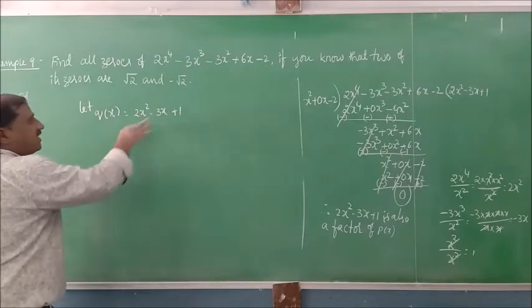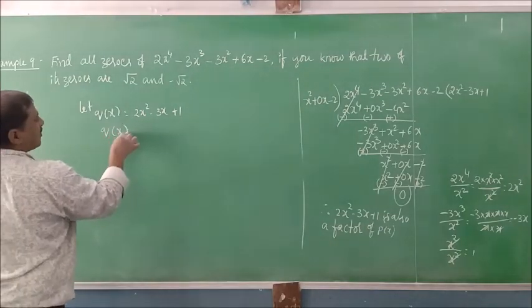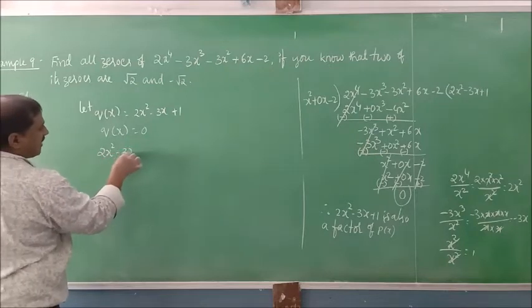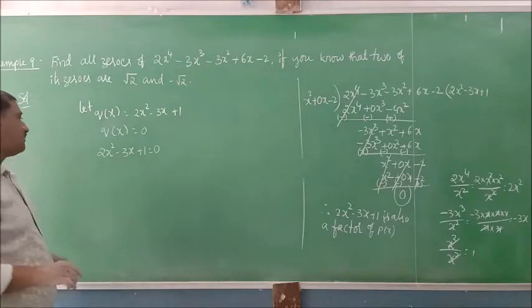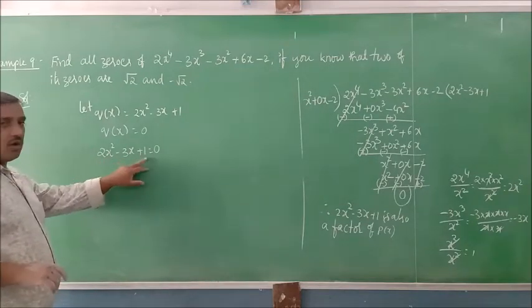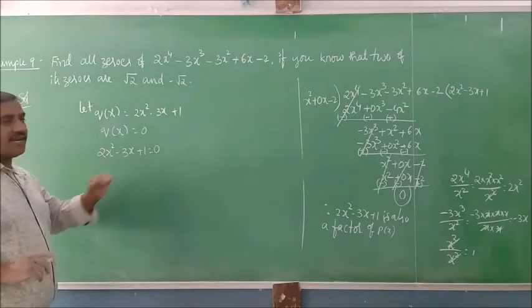So to find the zeros of this polynomial, what will we take? Q of x equals 0. That is 2x square minus 3x plus 1 equals 0. Split the middle term. So how to split the middle term? Find the product of the coefficient of x square and the constant term. So 2 into 1 is 2.